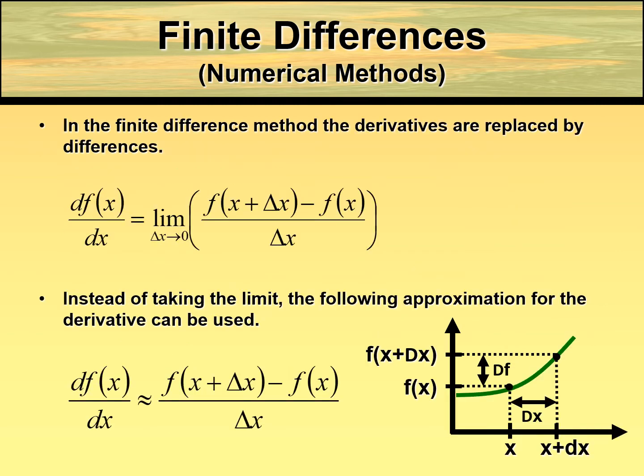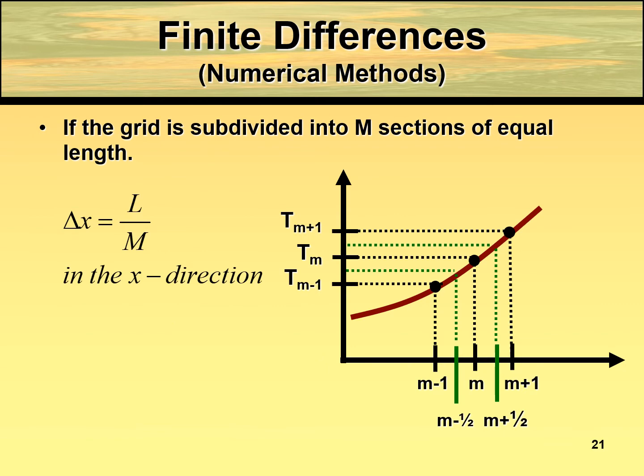Differential equations are there, and I'm sure you've done this before. Your differential equations take the limit as delta x equals 0. This is from your Form 4 maths, right? Instead of taking the limit, you can use the following approximation, and then you end up with this equation. We will now apply this equation in our finite difference technique.